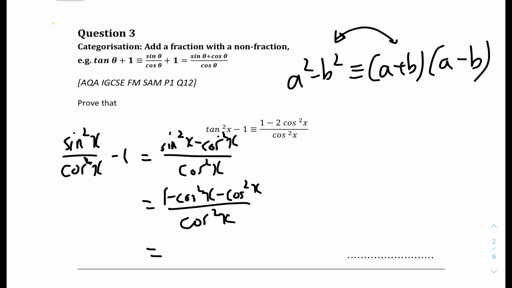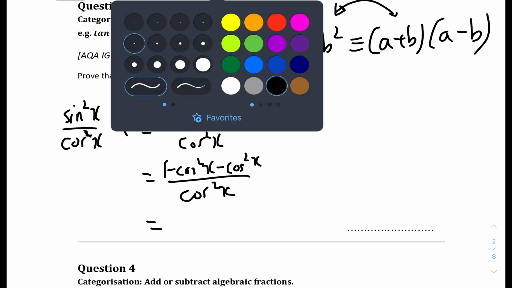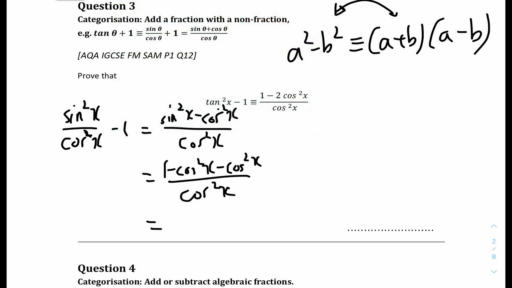And then you can simplify the numerator. So 1 minus cos squared x times 2. So it will be 1 minus 2 cos squared x over cos squared x. And that's how we prove it. QED, to show what needs to be shown has been shown. So that's it.